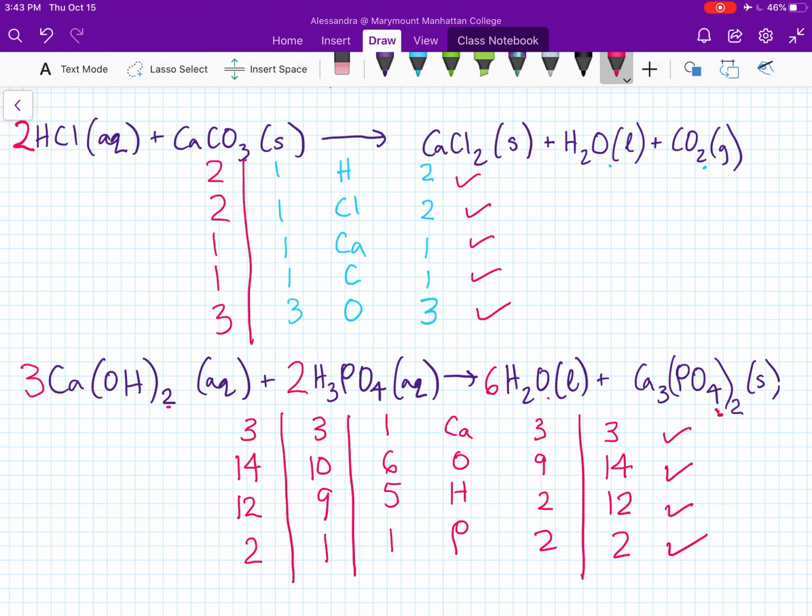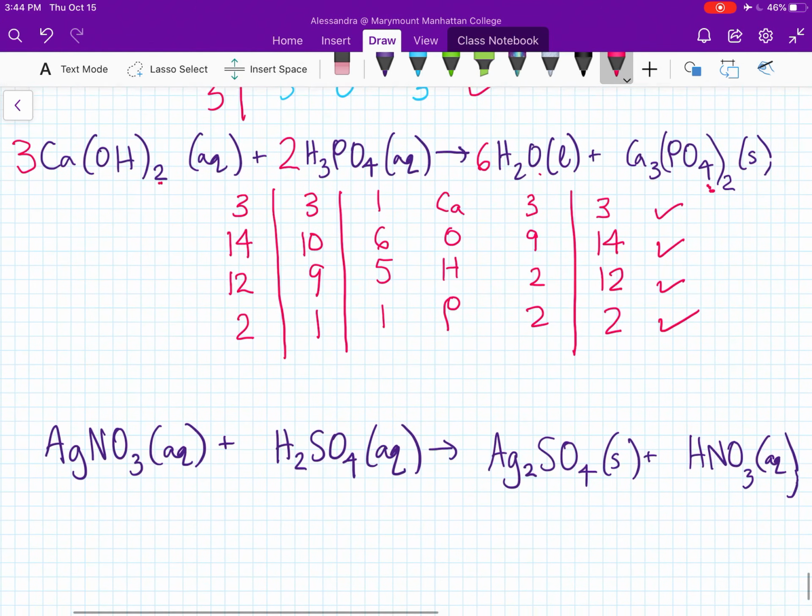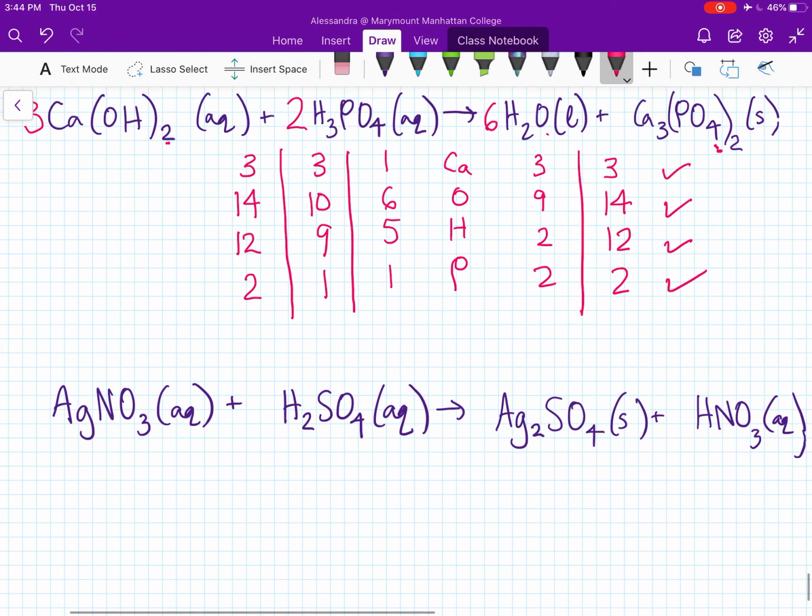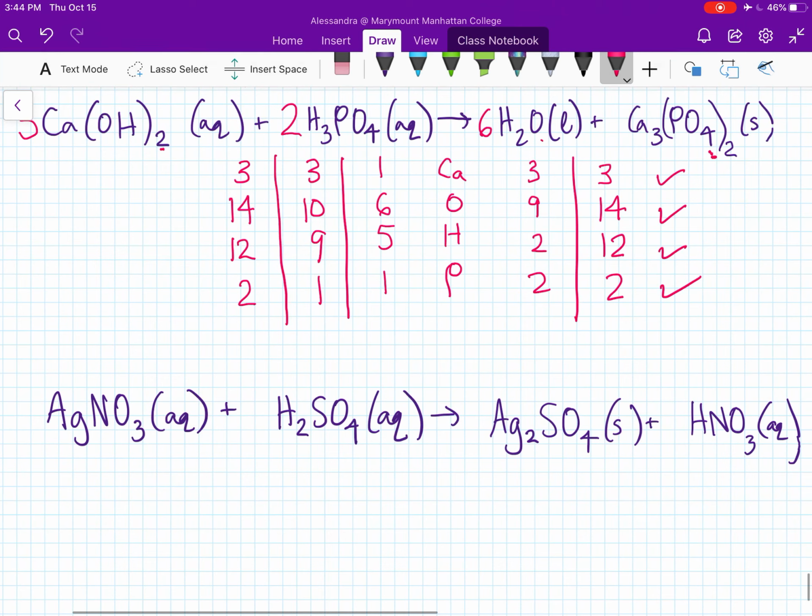So that problem was a matter of trial and error and guessing and checking, like all balancing equation problems are. Let's do another example. This one looks tricky. Silver nitrate plus sulfuric acid gives silver sulfate plus nitric acid.